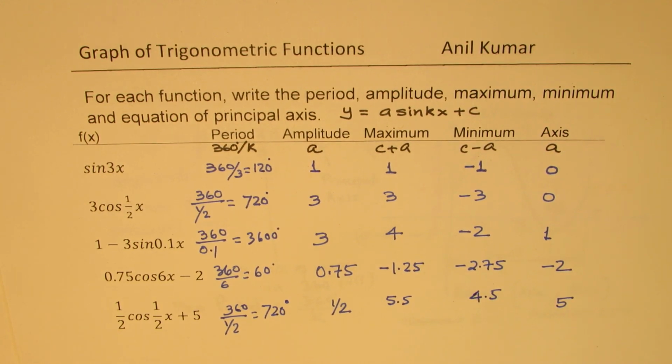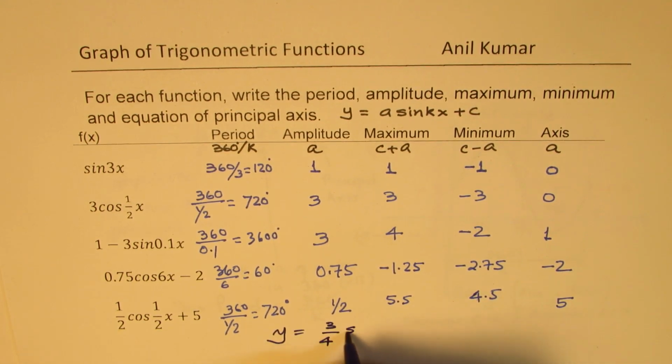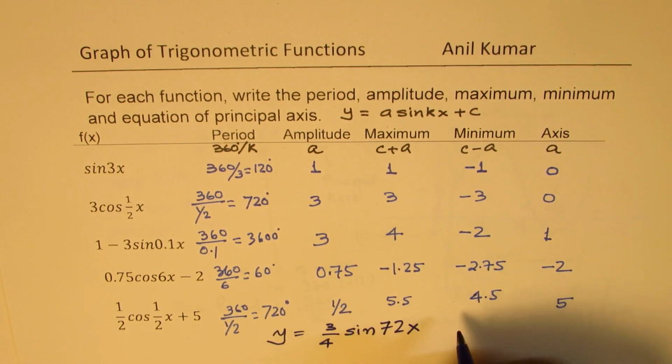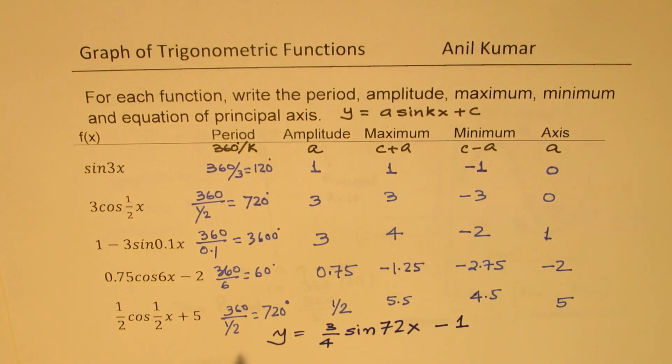Do you see that? So that is how we are going to find period, amplitude, maximum, minimum, and the axis for any trigonometric sinusoidal function, right? So as a practice, I can give you one question. You can now do y equals 3 by 4 sine of, let's say 72x, right? 72x minus 1. So I'd like you to find all these values for the given function.